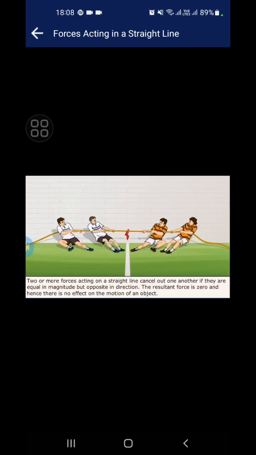Thus we find that two or more forces acting in a straight line cancel out one another if they're equal in magnitude but opposite in direction. The resultant force in such a case is zero, and hence there is no effect on the motion of an object.